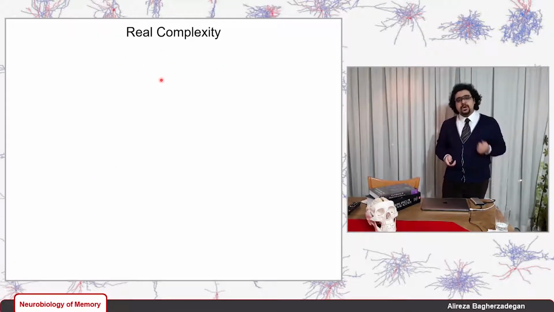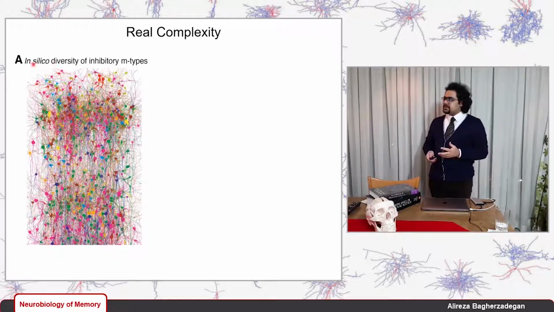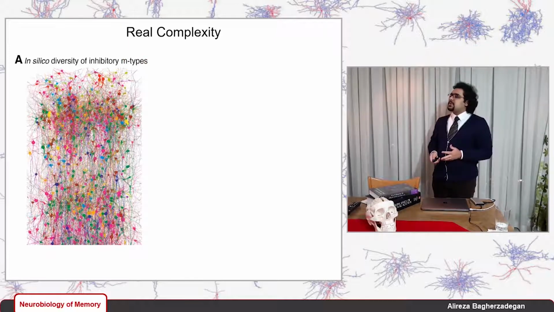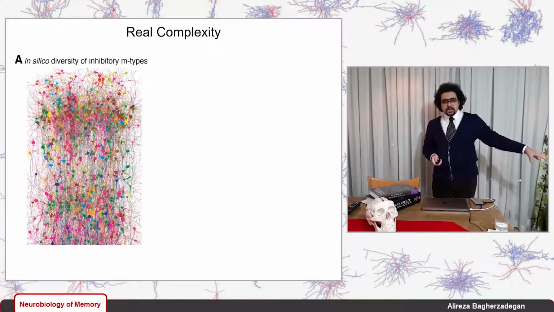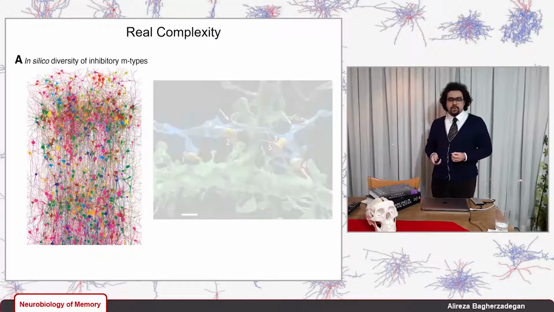So, real structural complexity. This is a figure from the Blue Brain project. You can see the in silico diversity of inhibitory morphological types. These are the morphologies of inhibitory neurons that they try to reconstruct in the Blue Brain project. You can see that Henry Markram and his team are trying to understand the true structural complexity of microcircuits, something that you cannot see in canonical microcircuits.